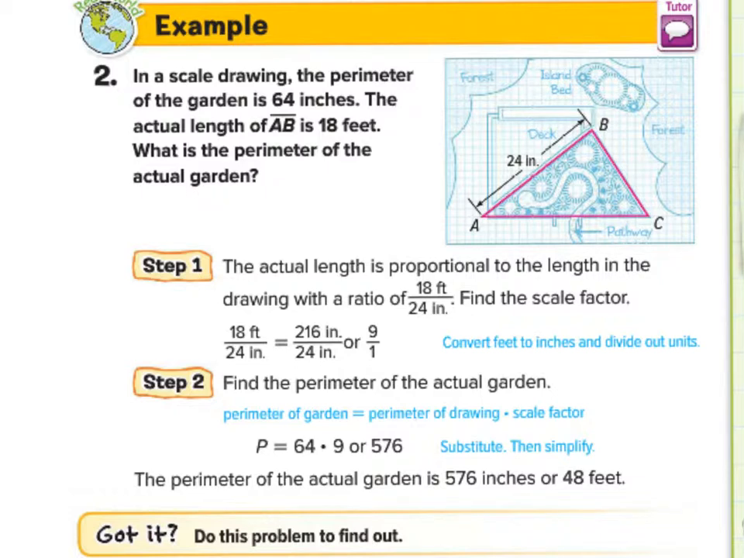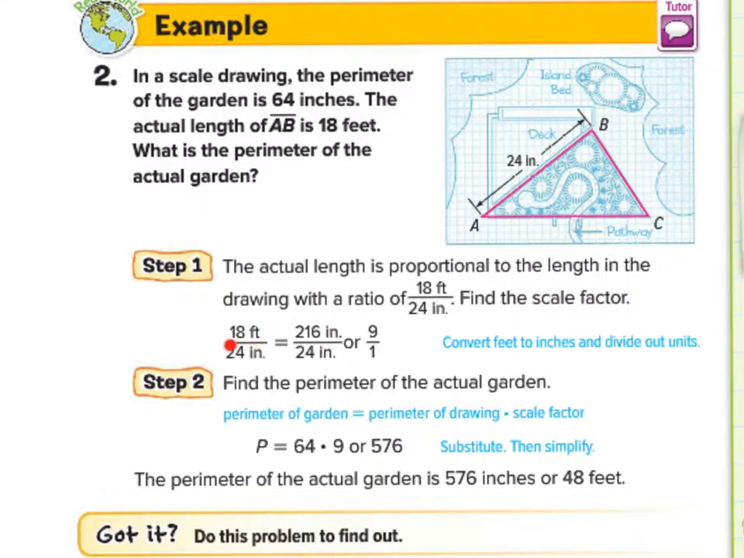Over here in this scale, we have 24 inches. But in the real garden it is 18 feet. So not only are we changing the unit, but the amount is different. So all we have to do is use a scale, right? As they have here, 18 to 24, correct? And there it is, 18 to 24.